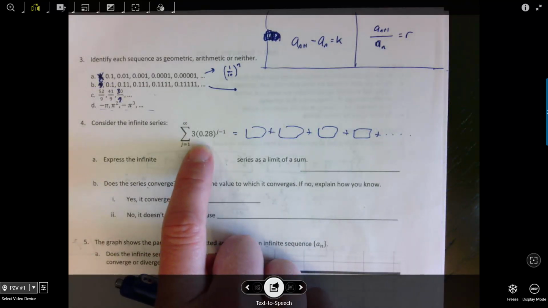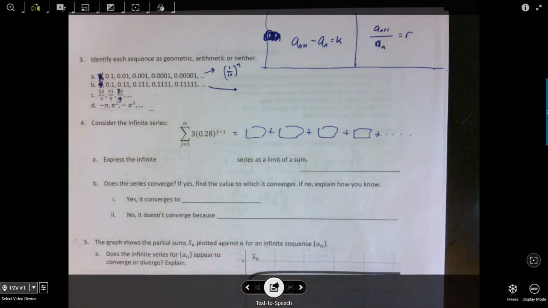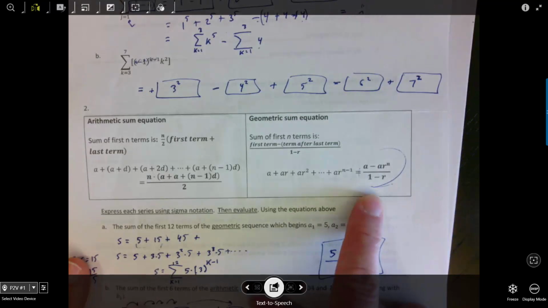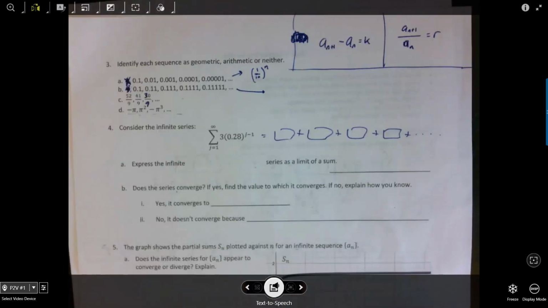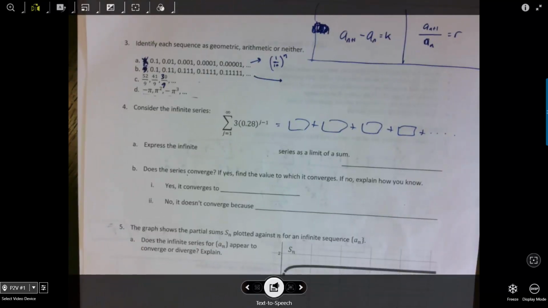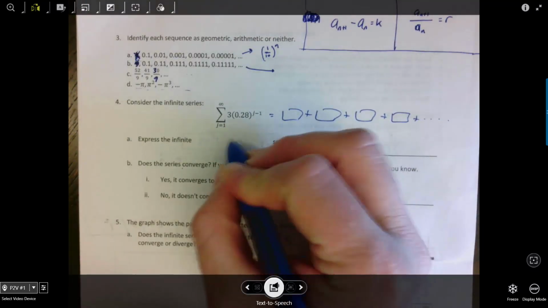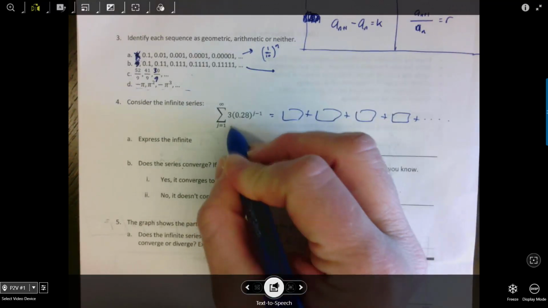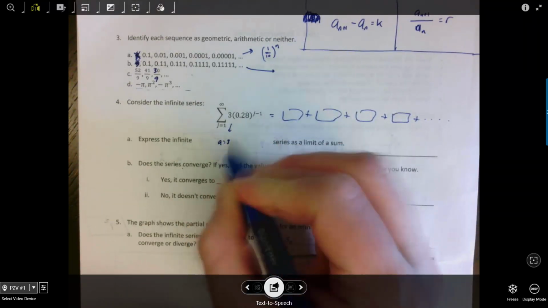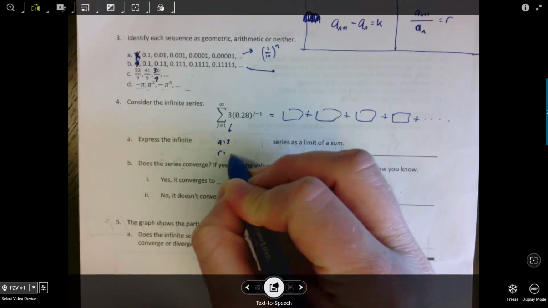So how do you know what the sum of the first n terms in a geometric series is? It's this guy back here, the geometric sum equation. So it's saying express it in that way. So I know that the sum of the first n terms, well, let's decide what our various things are. So a is 3 and r is 0.28.